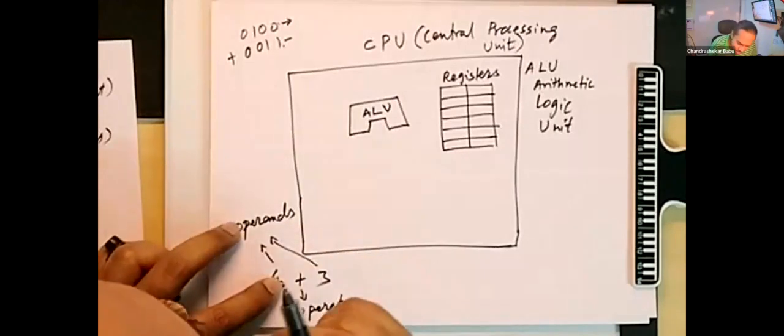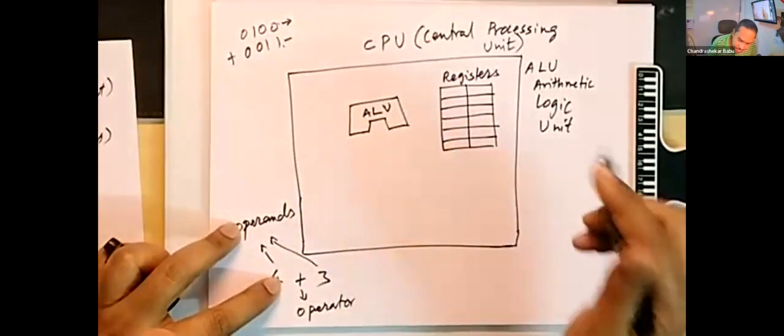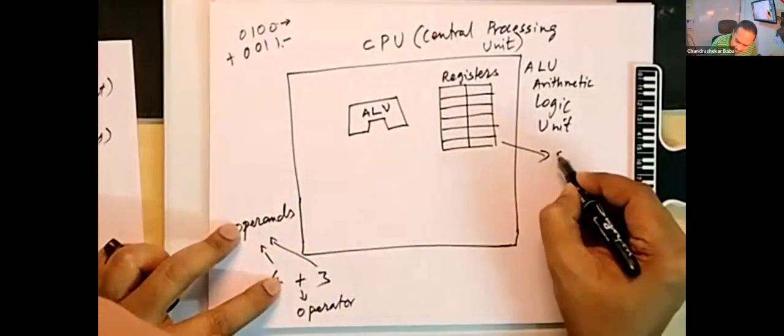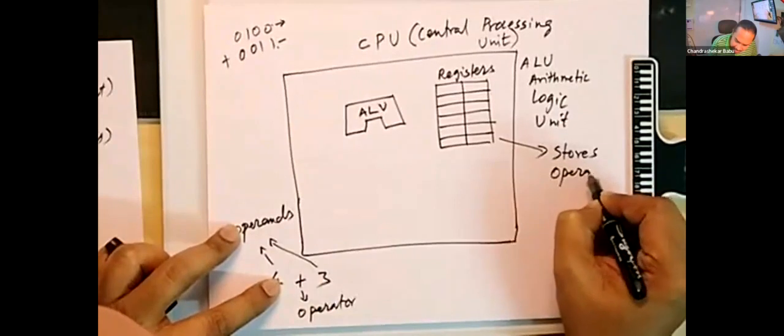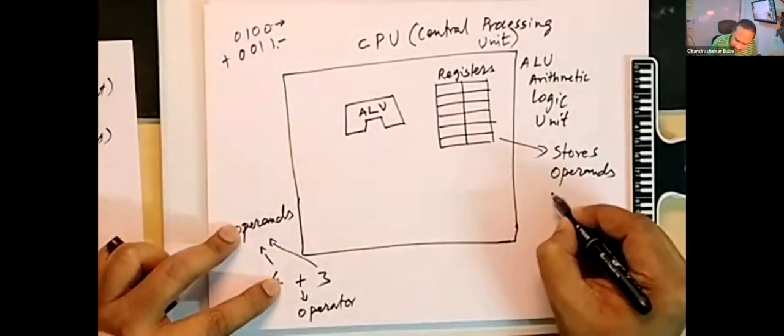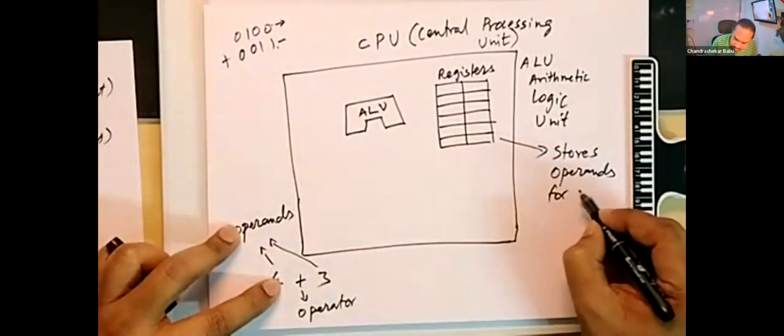Now, basically what happens is that the registers are used to store operands for arithmetic.